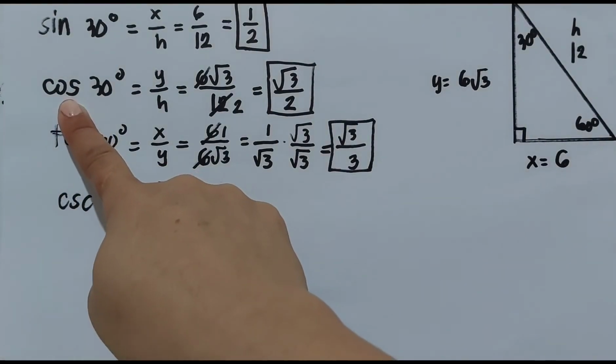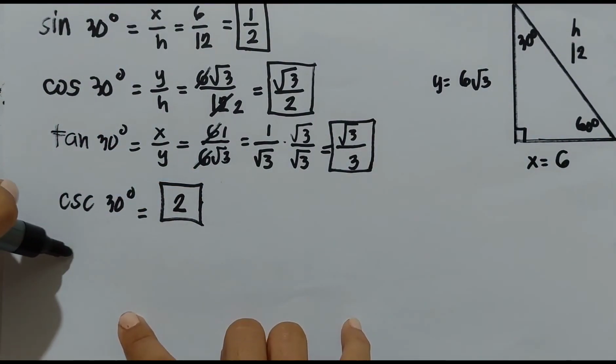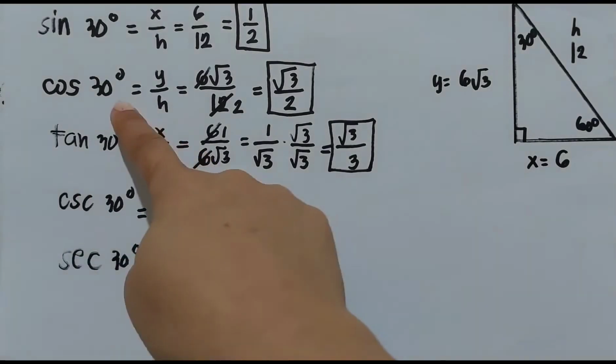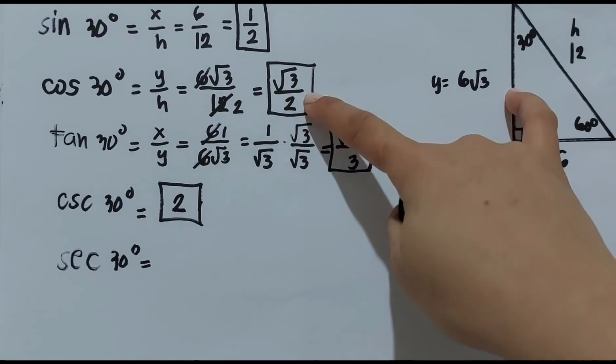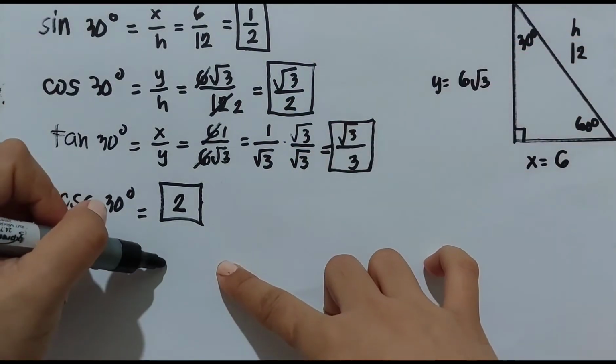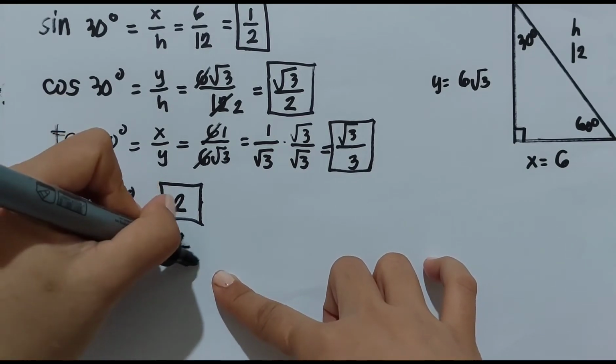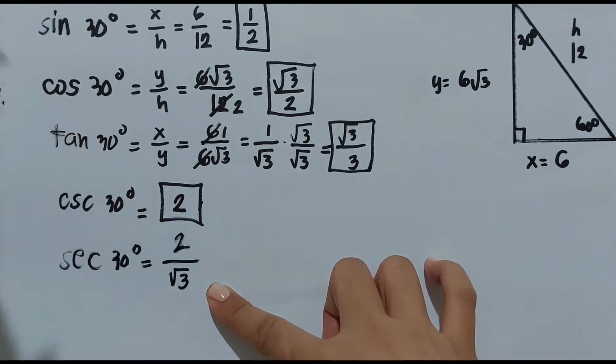What is the inverse of cosine? That is secant. So, secant 30 degrees. How much is the cosine here? Square root of 3 over 2. So, get the reciprocal. You have there 2 over square root of 3.